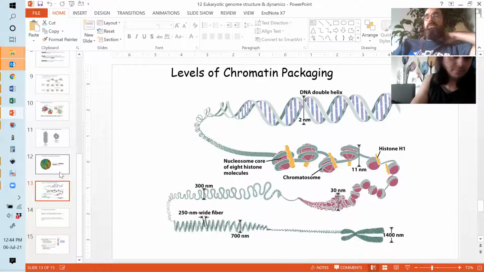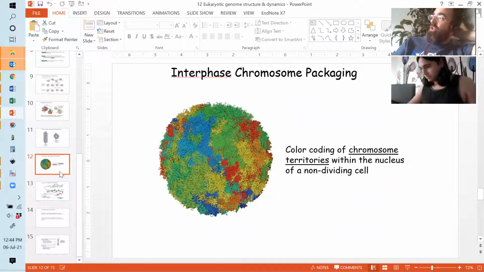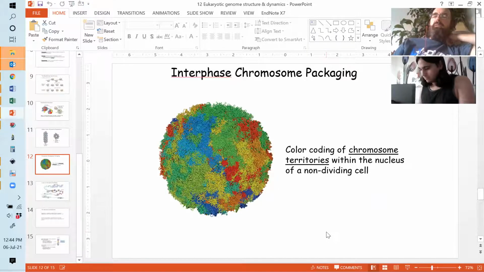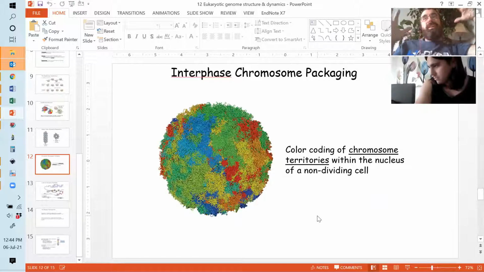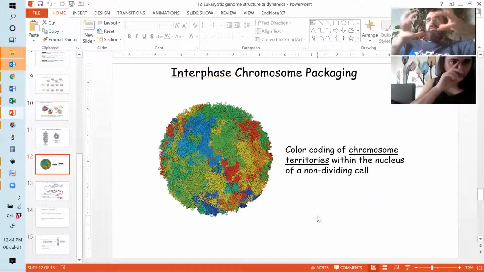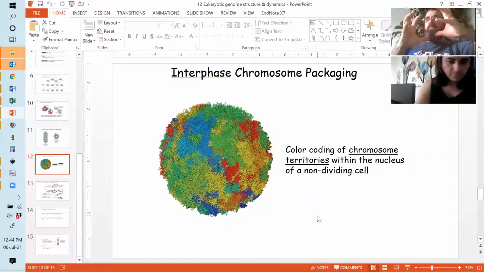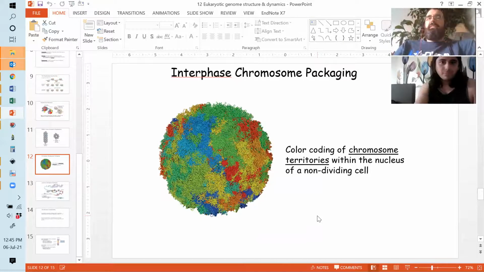And also what's kind of cool to learn is that different chromosomes have their own spot in the nucleus, right? So there are actually chromosome territories in each nucleus of a non-dividing cell, right? So these different colors each represent a different chromosome. And those chromosomes are actually tethered on the inside of the nuclear membrane. So if you think of the nucleus as a ball, on the inside surface of that ball are anchor points, and those chromosomes are actually stuck to that.